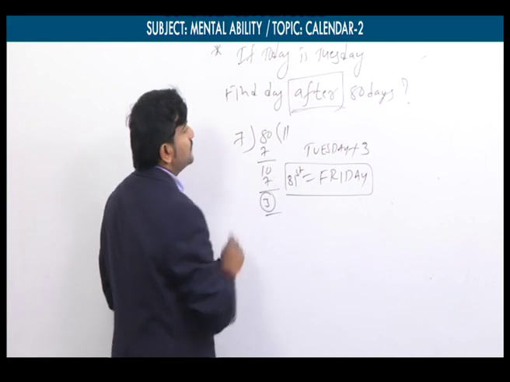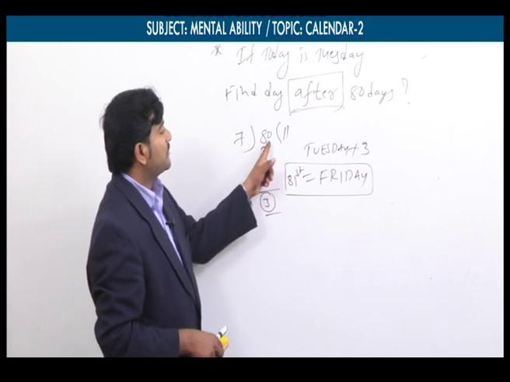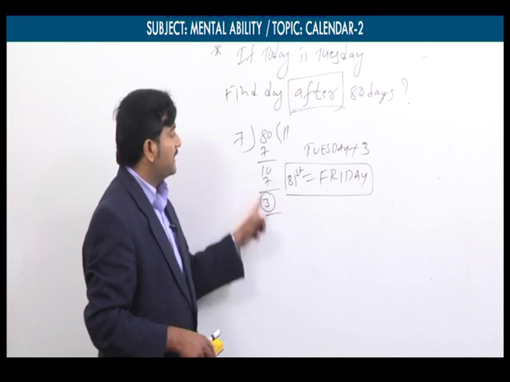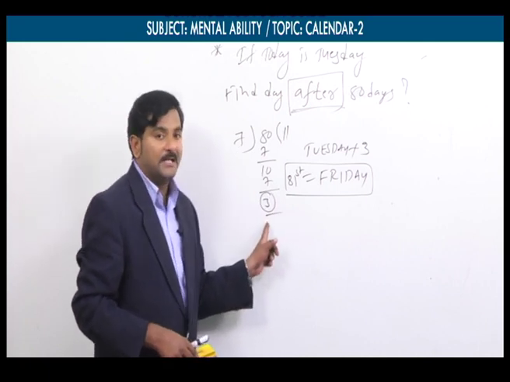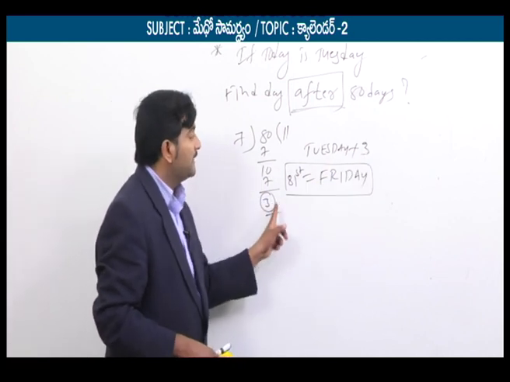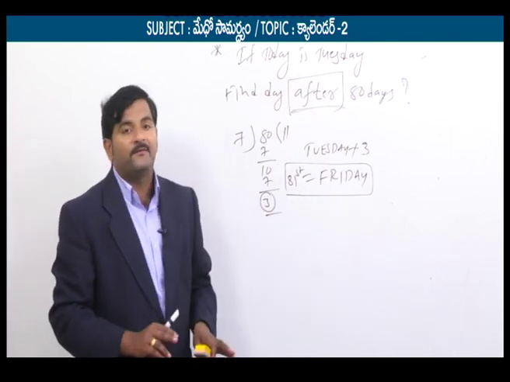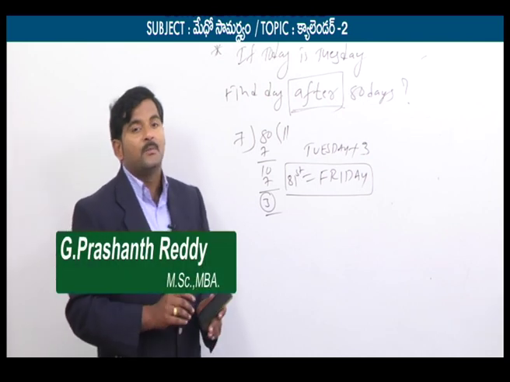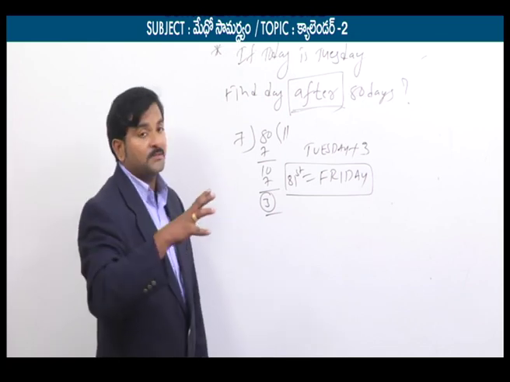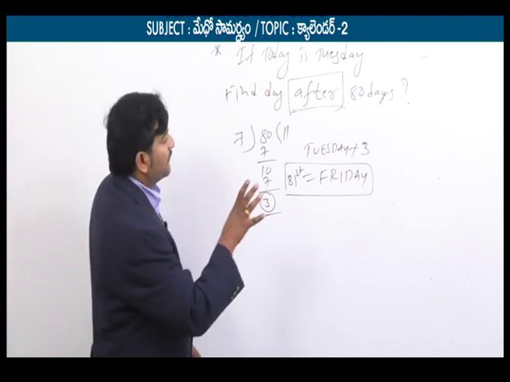If today is Tuesday, find the day after 80 days. It means we have to find the number of odd days in 80 days. That can be obtained by dividing the given days by 7. I am getting 3 as the odd days. What does it mean? Tuesday plus 3 days. Since I am getting remainder 3, adding this 3 to Tuesday, how much will you get here? Friday you will get. This is the procedure to find the day when he asks to find which day will come after some days. We have to follow this procedure.